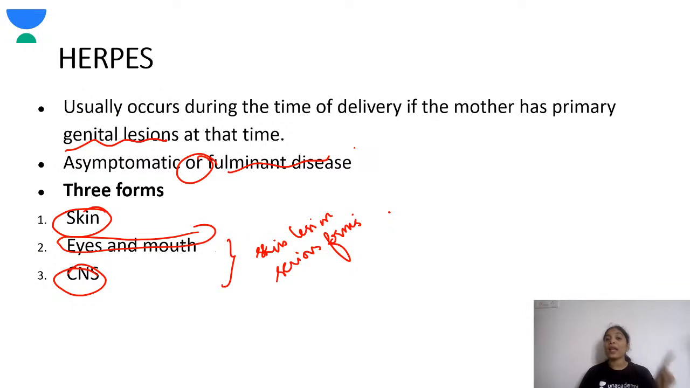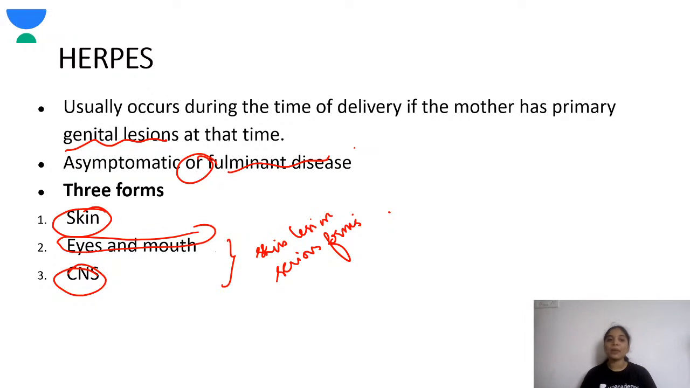Herpes. When a mother has genital lesions at the time of delivery, that can transmit herpes to the newborn. This can range from an asymptomatic child to a fulminant presentation.